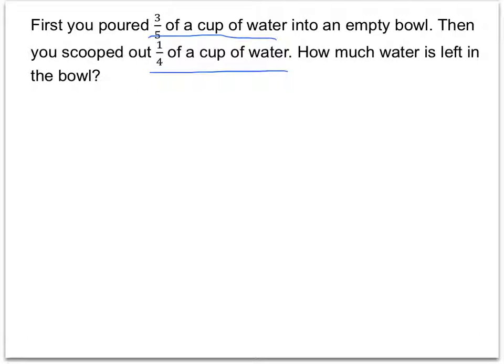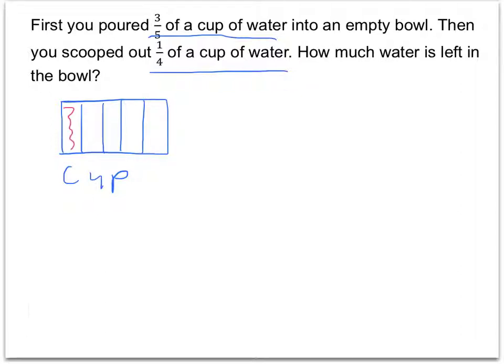So it says we poured 3/5 of a cup of water into an empty bowl. So here's a whole, which is a cup, and we poured 3/5 of a cup of water. So let's divide this up into 5 equal pieces by drawing 4 vertical lines. And then we're going to pour 3/5, 3 of those pieces into the bowl. So 1, 2, 3. So there's the 3 pieces that we're going to pour into the bowl.